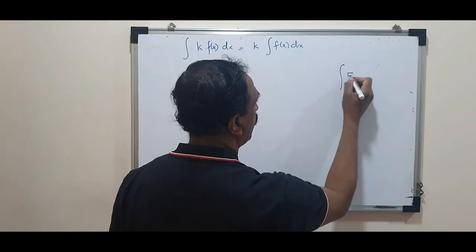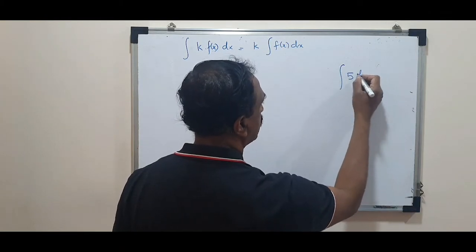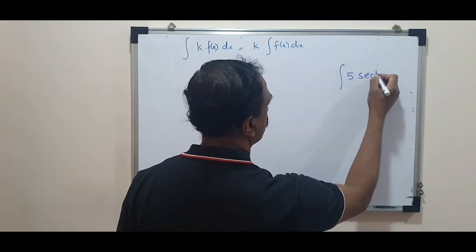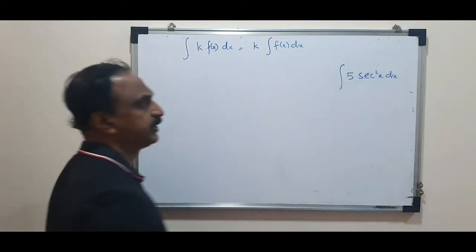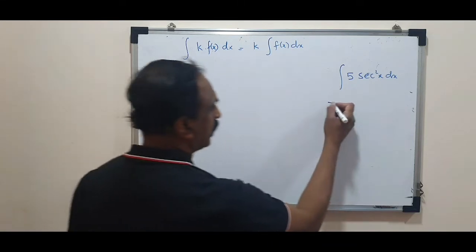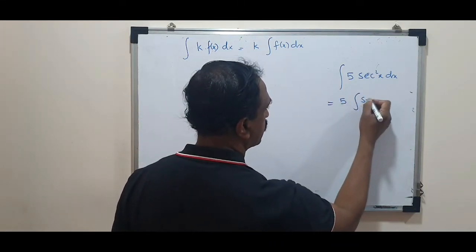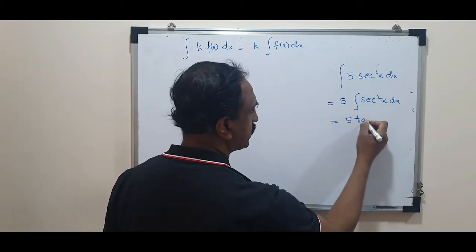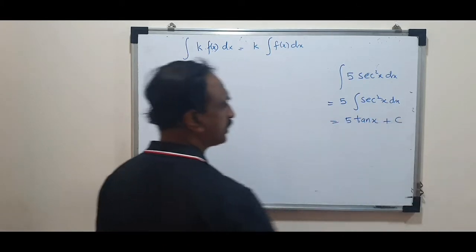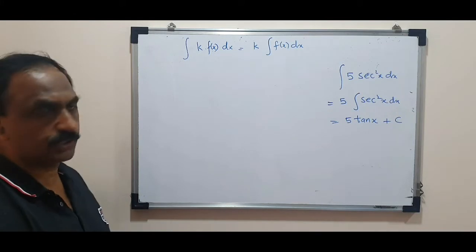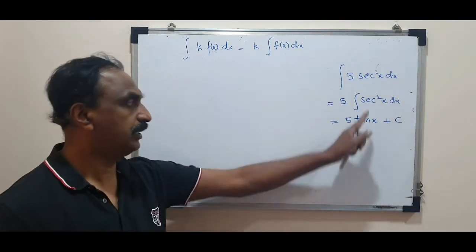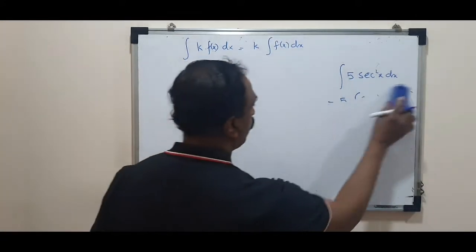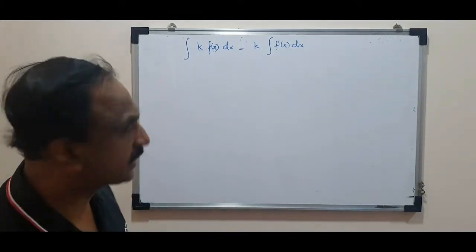So what will be the integral of 5 sec square x dx? If a number is present, remove the number outside and integrate sec square x. What will be my answer? 5 tan x plus the integral constant. Every time we'll have to write the integral constant, because if you differentiate with a constant, you will get this as the answer.